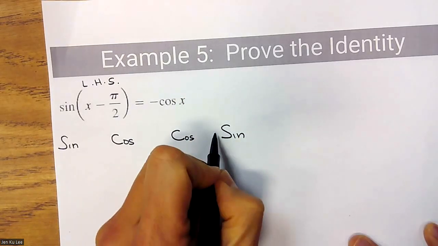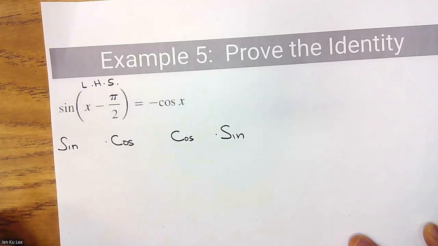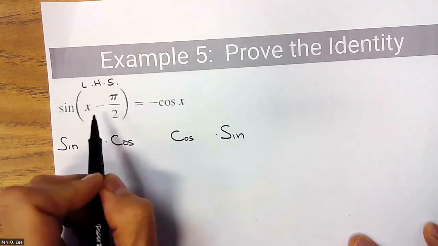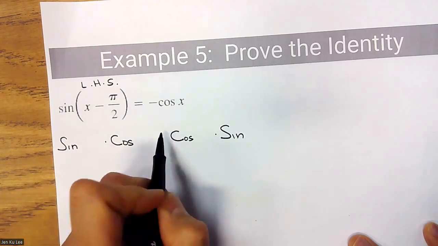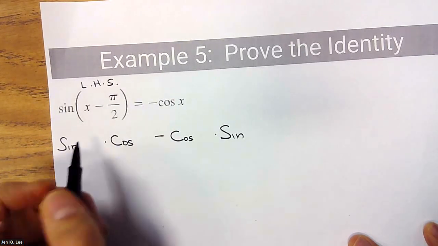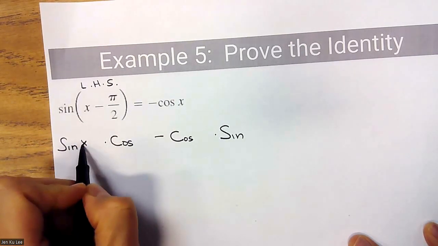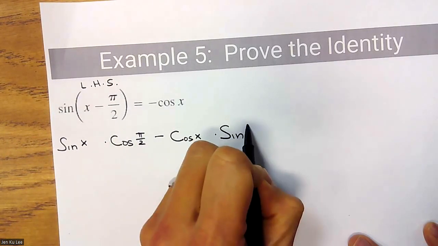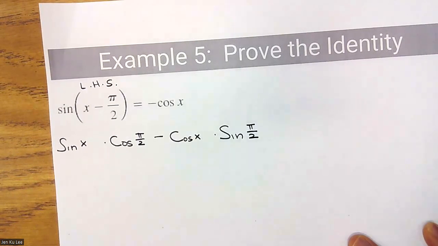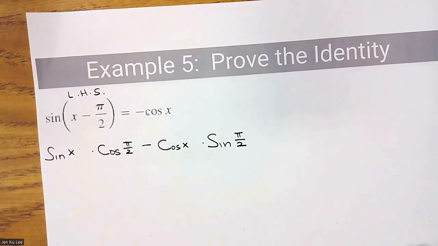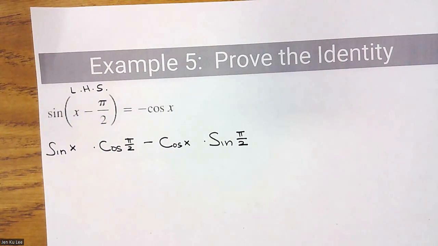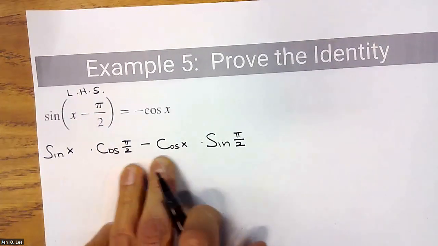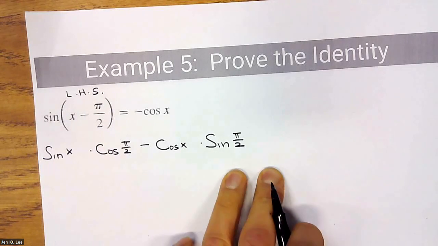I know that we're multiplying the two. And since sine can't change signs, since this is a minus, this is also a minus. And with the angles, I'm just going to alternate: x, pi over 2, x, and pi over 2. Just with that one statement, sine can't change signs, we can figure out the formula.